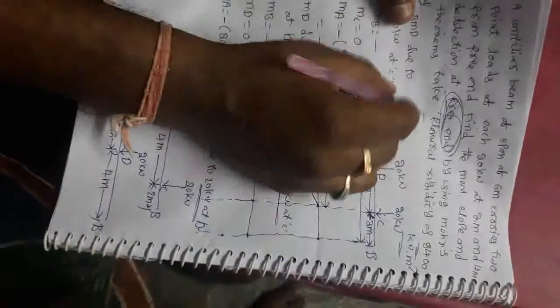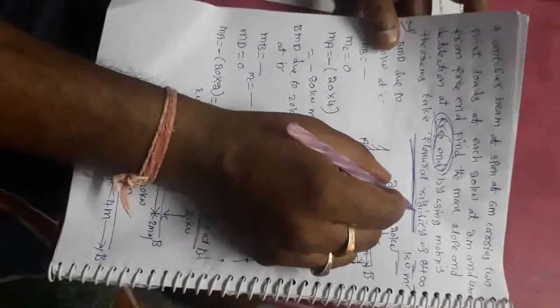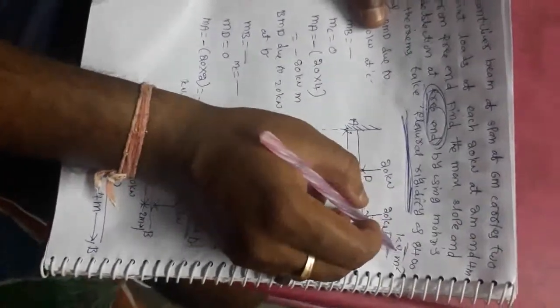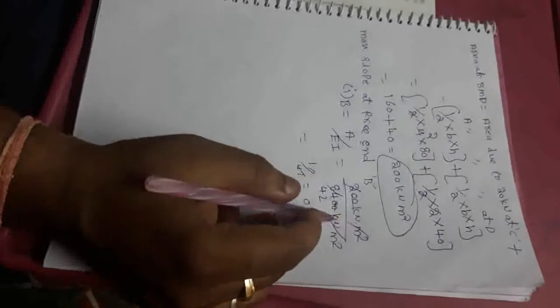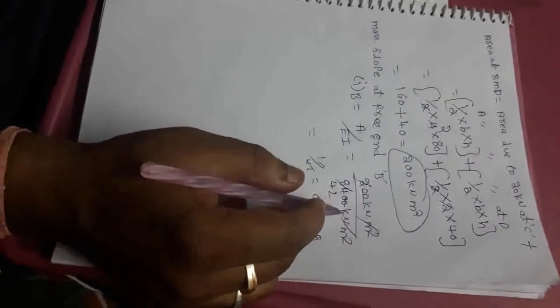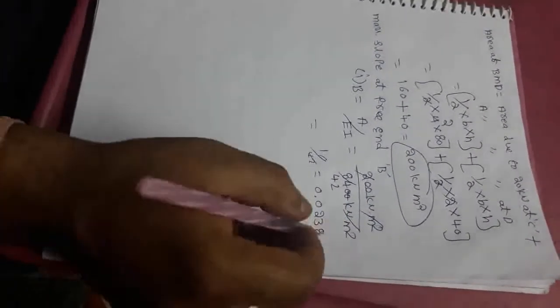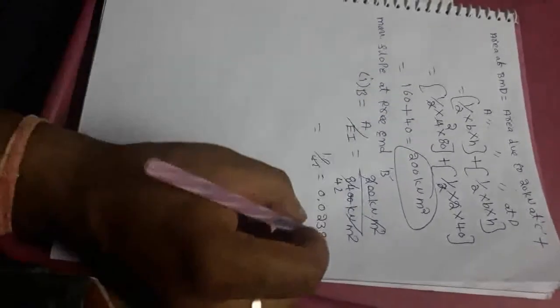EI is nothing but the flexural rigidity. The EI value is 8400 kilonewton into meter square. So substituting the EI value of 8400 kilonewton into meter square, both units cancel, the double zeros cancel, 2, 4 and 2, so 1 by 42. 1 by 42 is 0.0238. The kilonewton into meter square units cancel, so there are no units remaining. The unit for slope is radians.